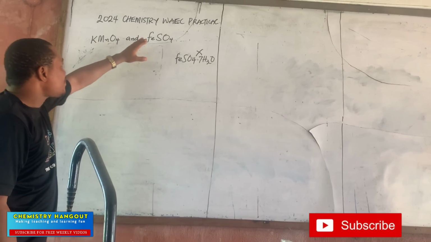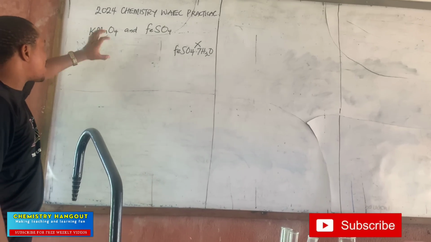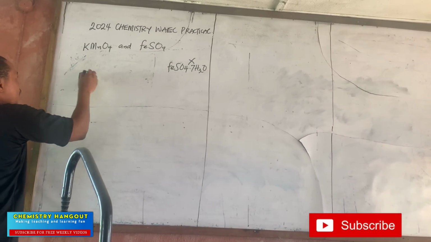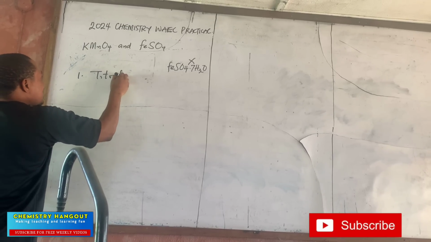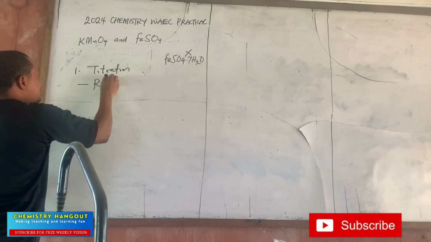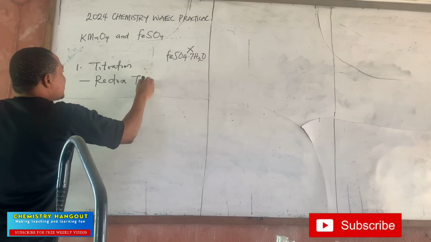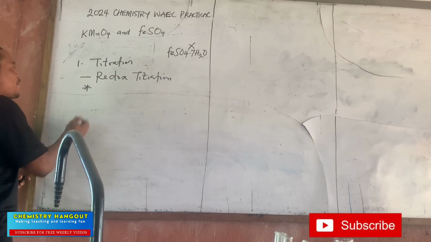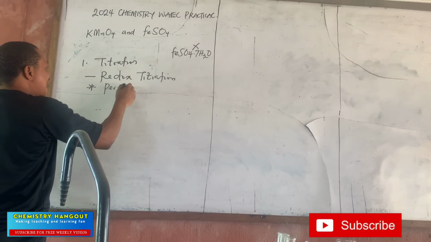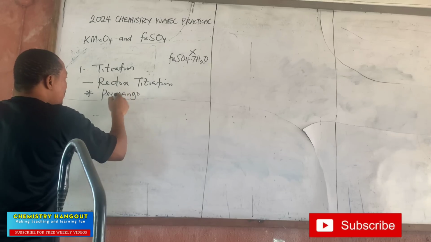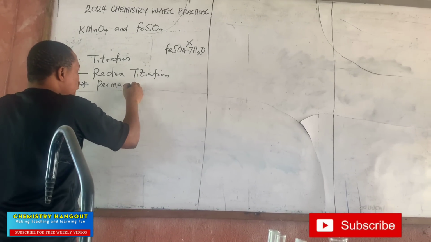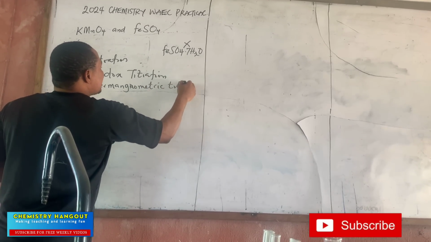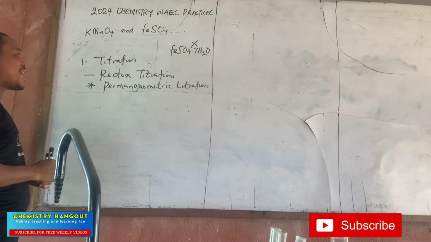Okay, so after we have prepared this, don't forget I said the titration. For the number one now, the titration is a redox titration. Under the redox titration, some people call it permanganometric titration.